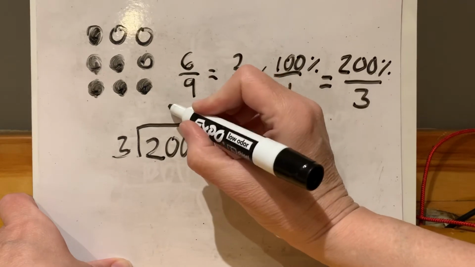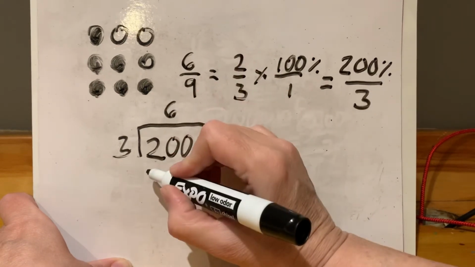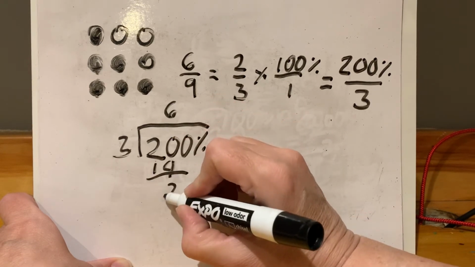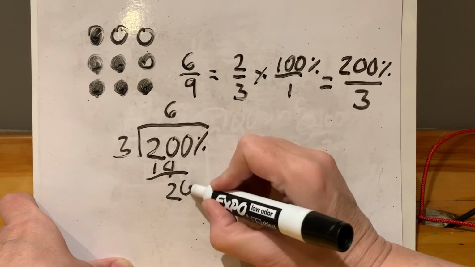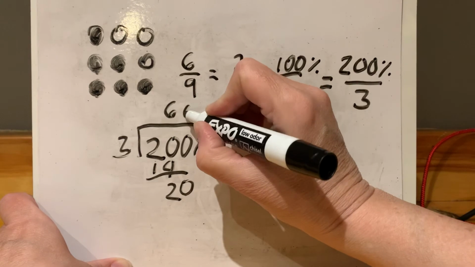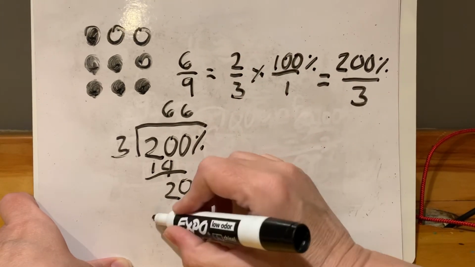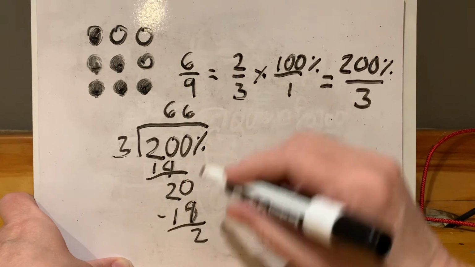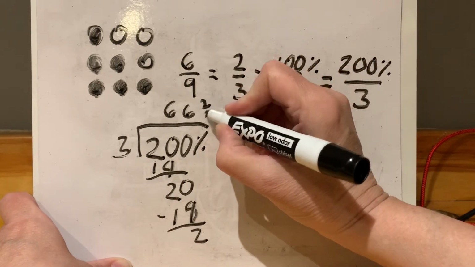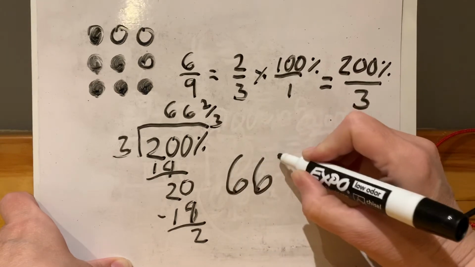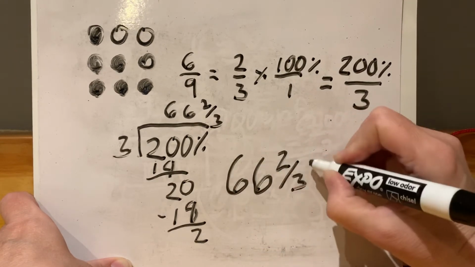3 goes into 20 6 times. That gives us 18. When we subtract, we end up with 2. Bring that 0 down again. 6 times gives us an 18. We subtract and get 2. Now we'll take that 2 and make it a fraction. We end up with 66 2/3%.